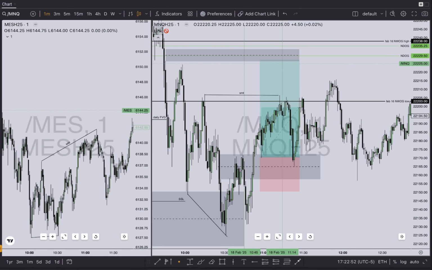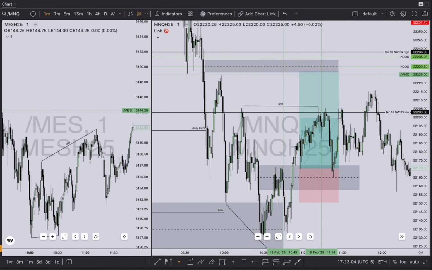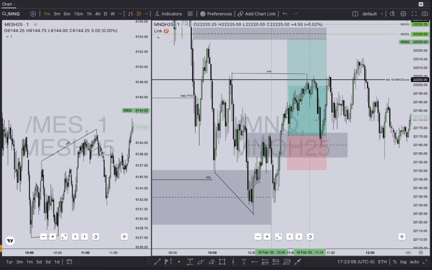But still, I should have at least taken some of my position off, and then left the rest to run, and I would have made some money off of this trade, right? Instead of just a break even. So that's the lesson today, right? You have all this top-down analysis, beautiful entry.